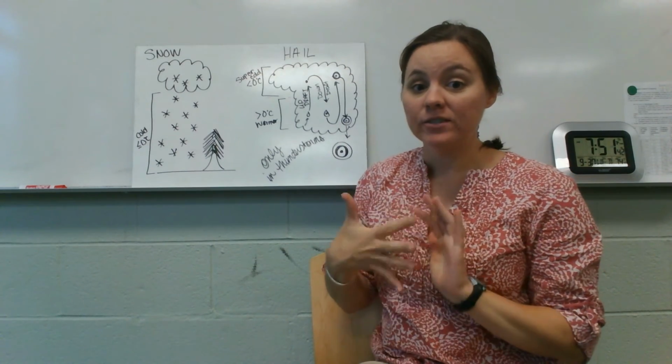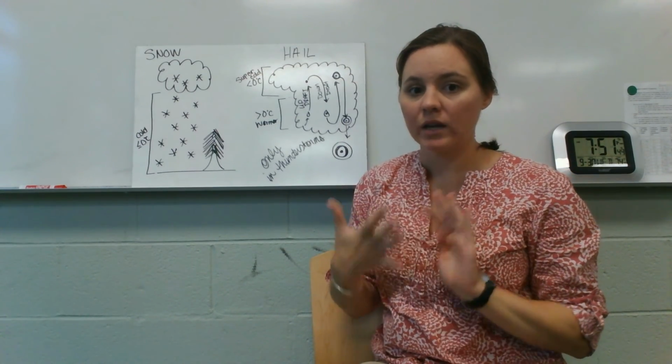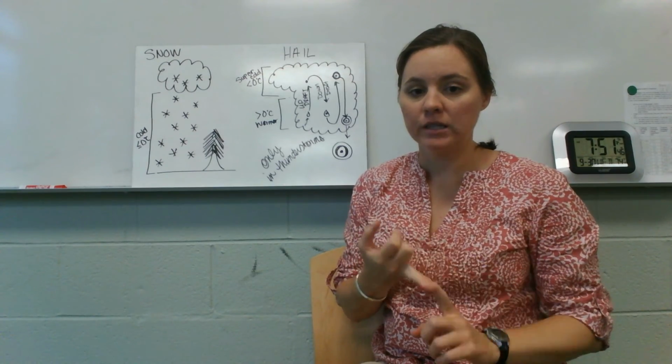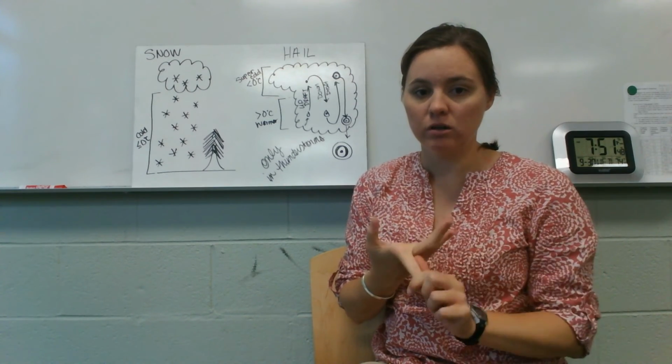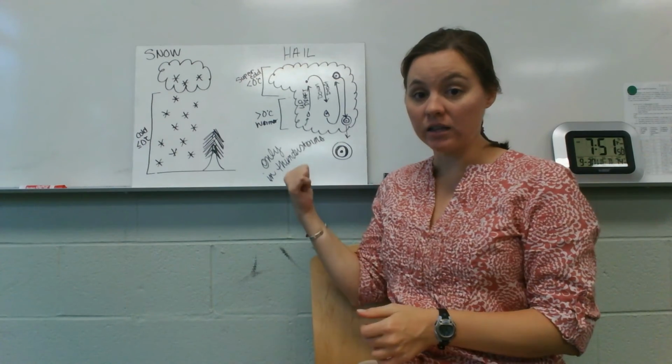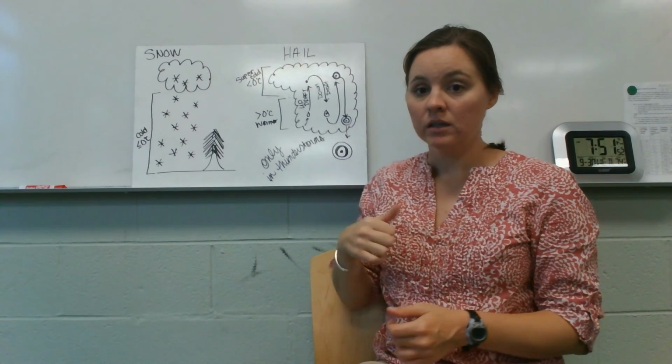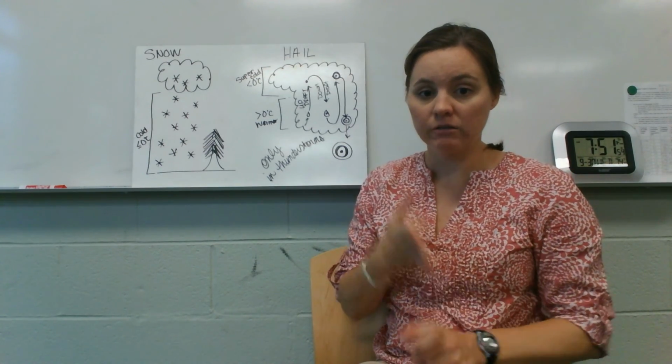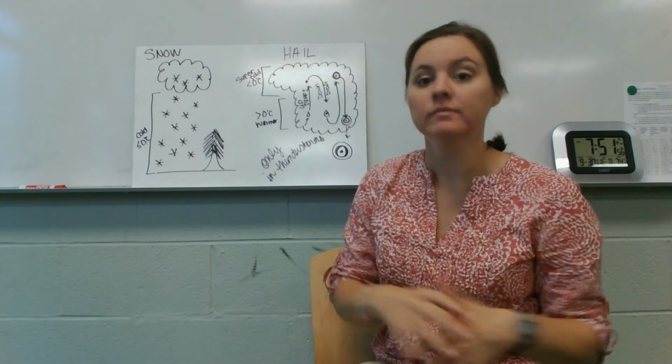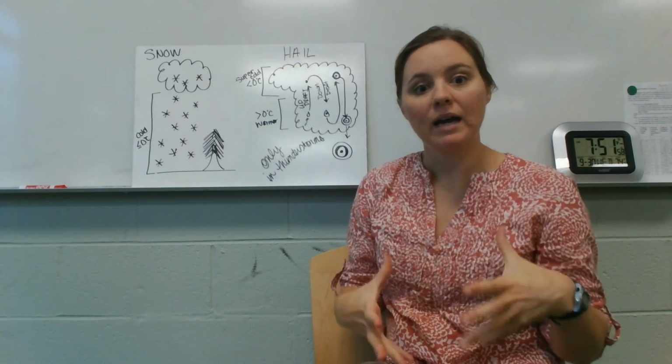So those are our 5 different types of precipitation. Again, to recap, we have rain, freezing rain, sleet, snow, and hail. Hail can only happen in thunderstorms. Snow, sleet, and freezing rain happen in the wintertime when it's cold, because we need a cold atmosphere for those.